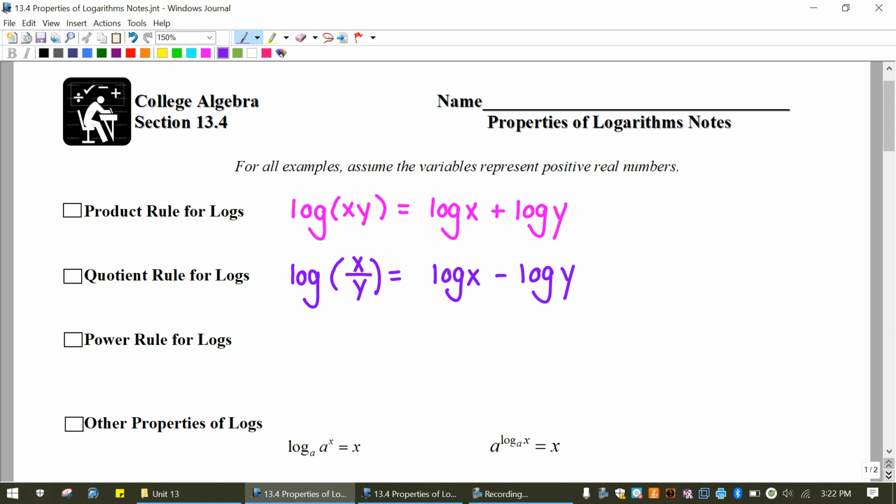Right, and then the last rule we're going to work with is the power rule. So if we have the log of x raised to some variable, we take that variable that has the power raised to it, and that power moves in front as a multiplier. This is log of x.